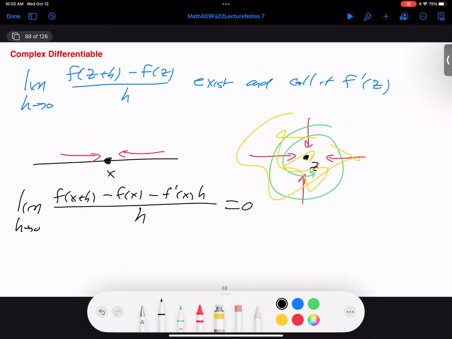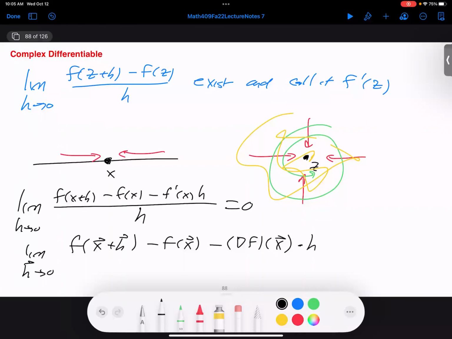So in several variables, the way this generalizes is it would be the limit as the vector h goes to 0 of f of, let's say, x plus h minus f of x minus the gradient of f at x dotted with h, over the length of h, the absolute value of h. This goes to 0. That is the correct definition of being differentiable in several variables.